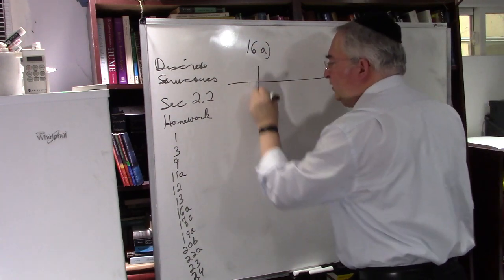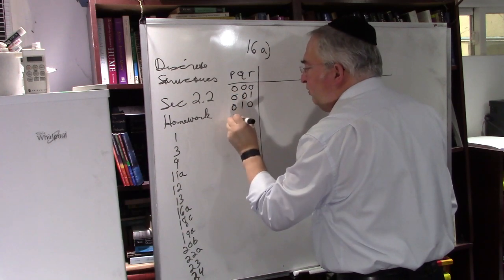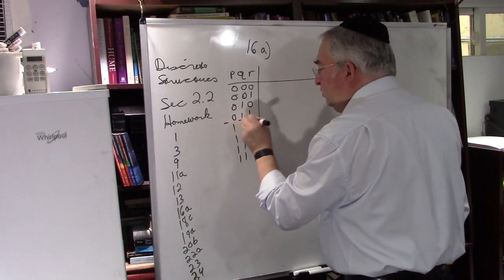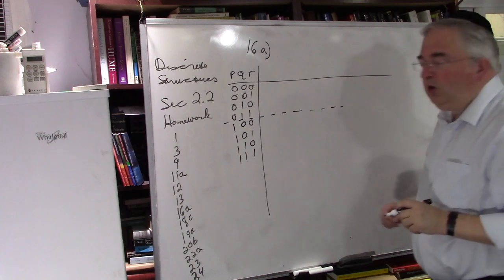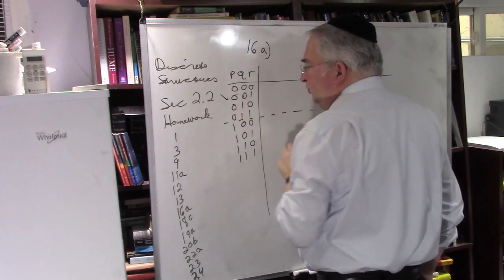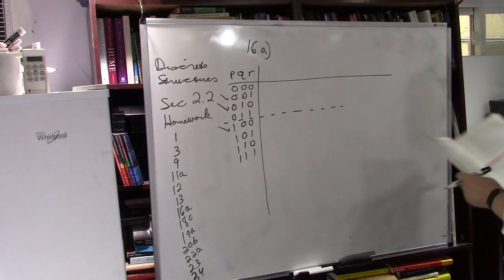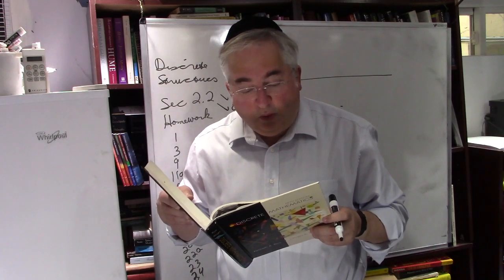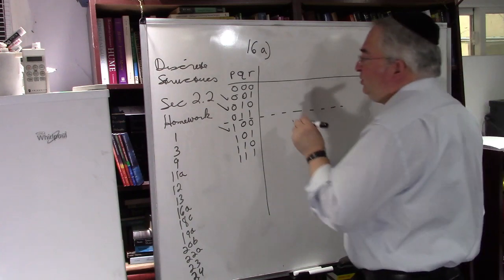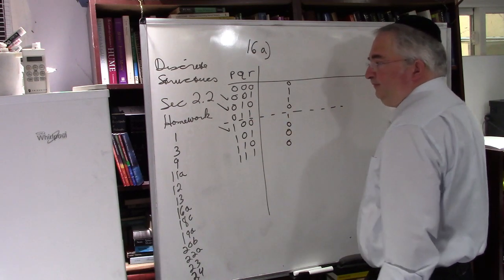We have three variables, P, Q, and R. 0, 0, 0; 0, 0, 1; 0, 1, 0; 0, 1, 1; 1, 0, 0; 1, 0, 1; 1, 1, 0; 1, 1, 1. We want to make a formula that's true in exactly these places. Let's read the English again: write a compound proposition that is true exactly when one of the three propositions P, Q, and R is true. Basically we want a proposition that's true here, false here, true here, false here, true here, false here, false here, and false here. That's what we want.